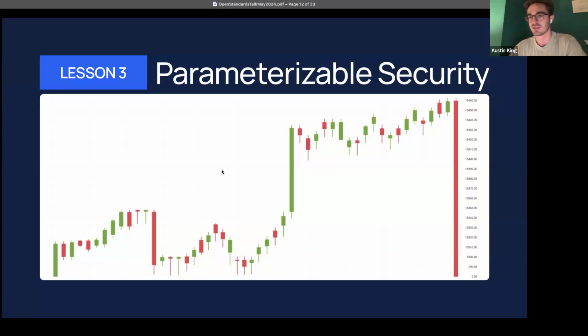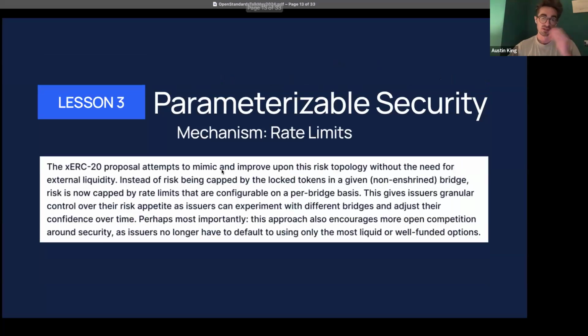It is very clear that, as long as you can maintain censorship resistance and permissionlessness at the core interop layer, you should layer on parameterizable security on top of that with things like rate limits. It just makes things way safer, especially in this more nascent stage of the industry as things are evolving. So specifically in the core standard here, you can assign effectively flow rates or caps on the flow that can go through each of these different interop networks, which is really nice.